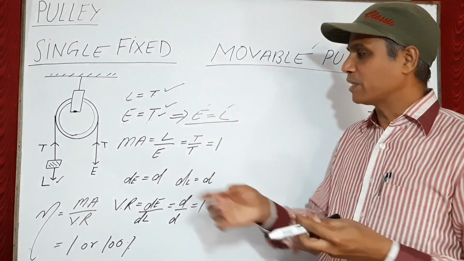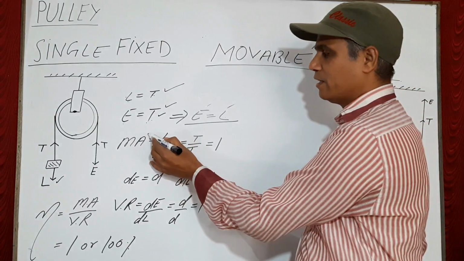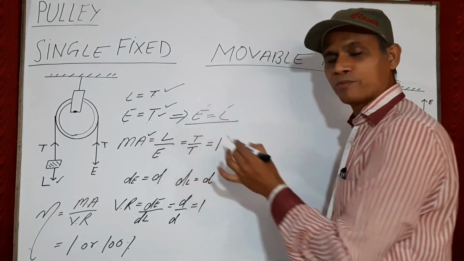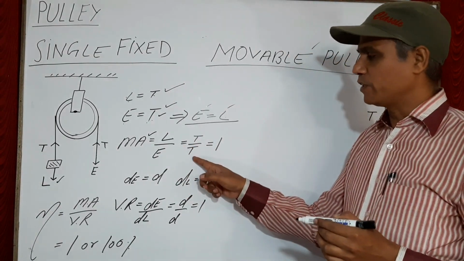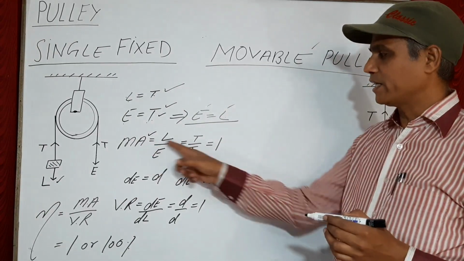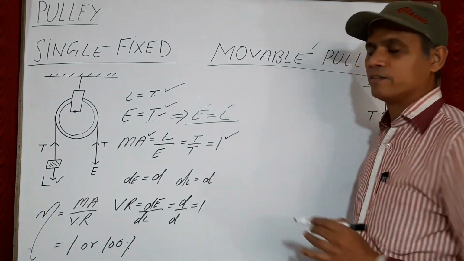Now what will be the mechanical advantage? You know, mechanical advantage is equal to load upon effort. Load is T, effort is also T. Therefore, mechanical advantage is 1.